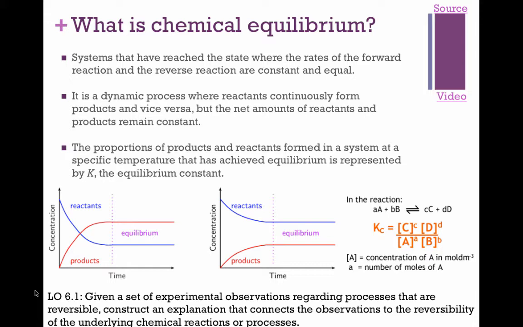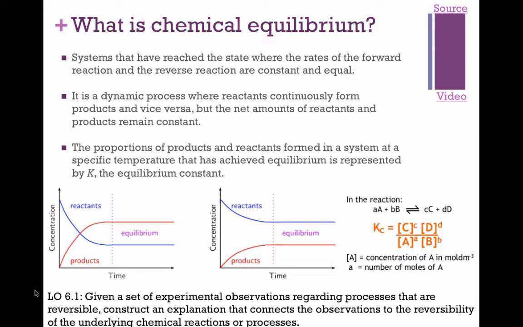So what is it? Okay, well, it's when your forward and your reverse rate are equal. The reaction does not stop at equilibrium. It's just that forward and reverse are equal. So you're not actually seeing a change because they're happening at the exact same speeds. Net amounts remain constant.